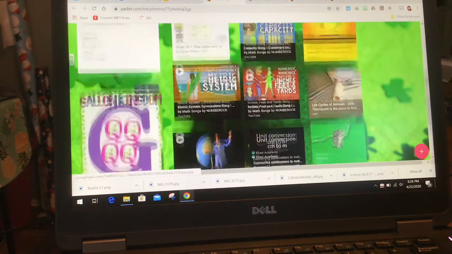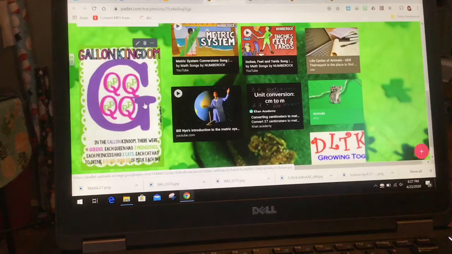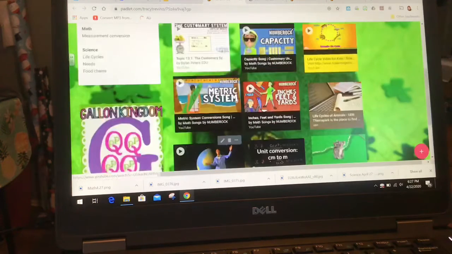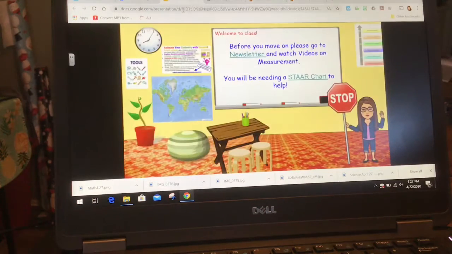This is just a picture, but it is a good graphic. Now, if we were in class, I would have you write this out and have you read the story because this is important for you guys to know. But make sure you guys are going back to this newsletter for information. All right, and then again, I've linked the star chart again.